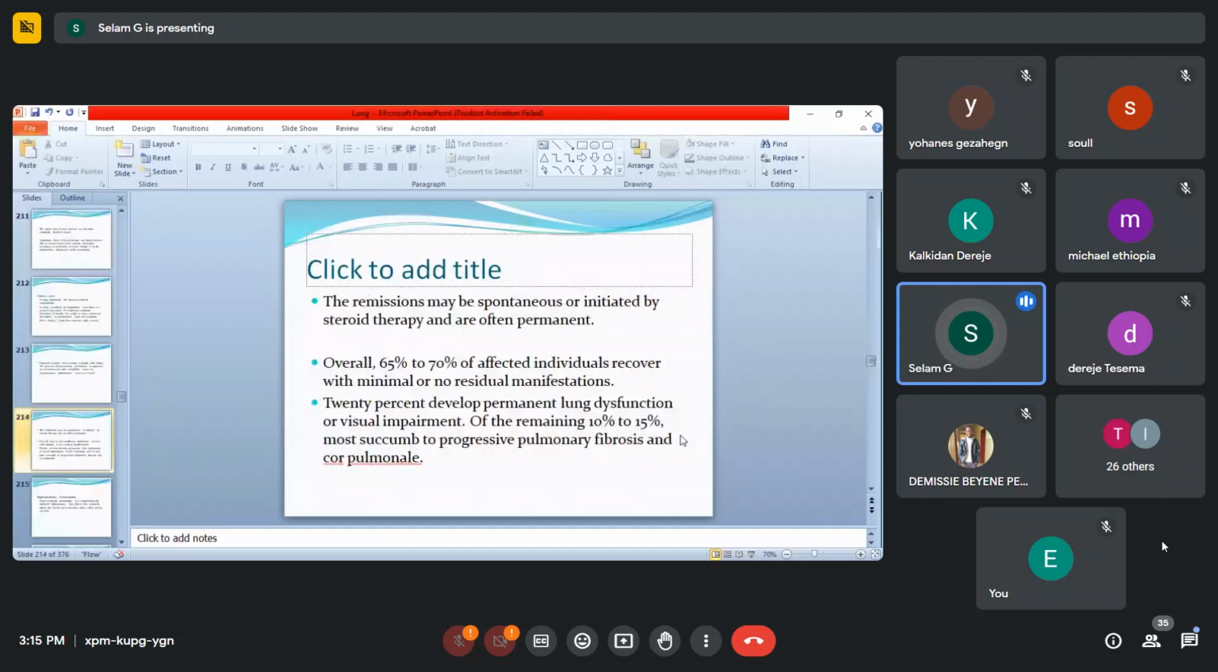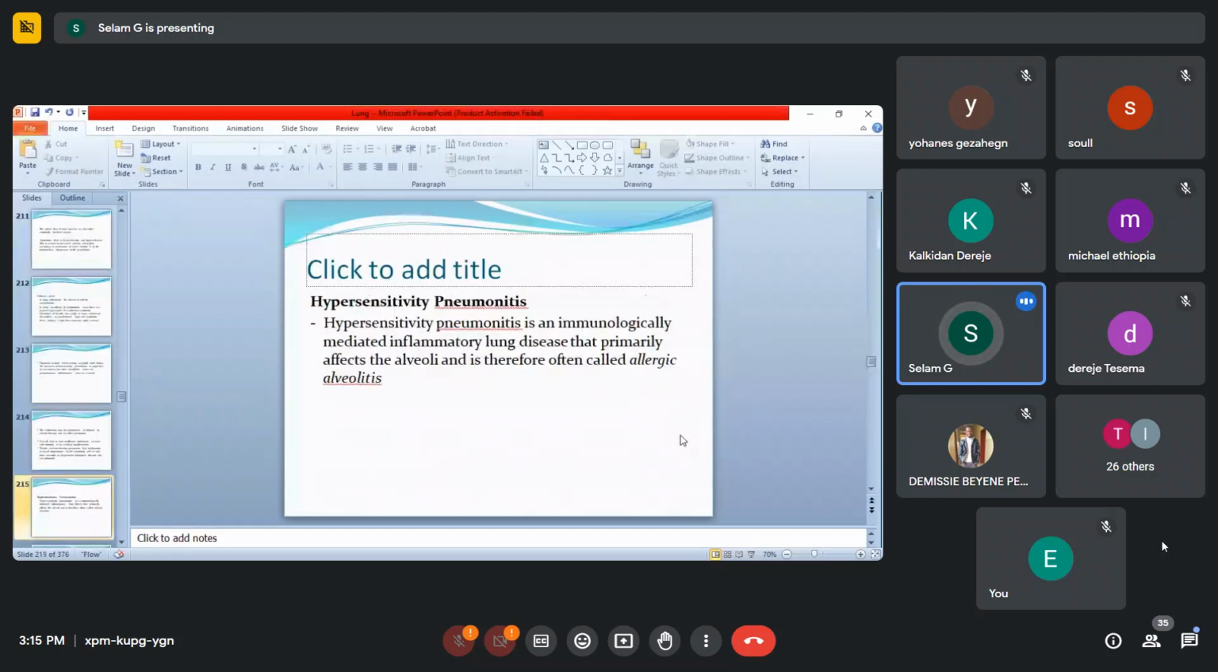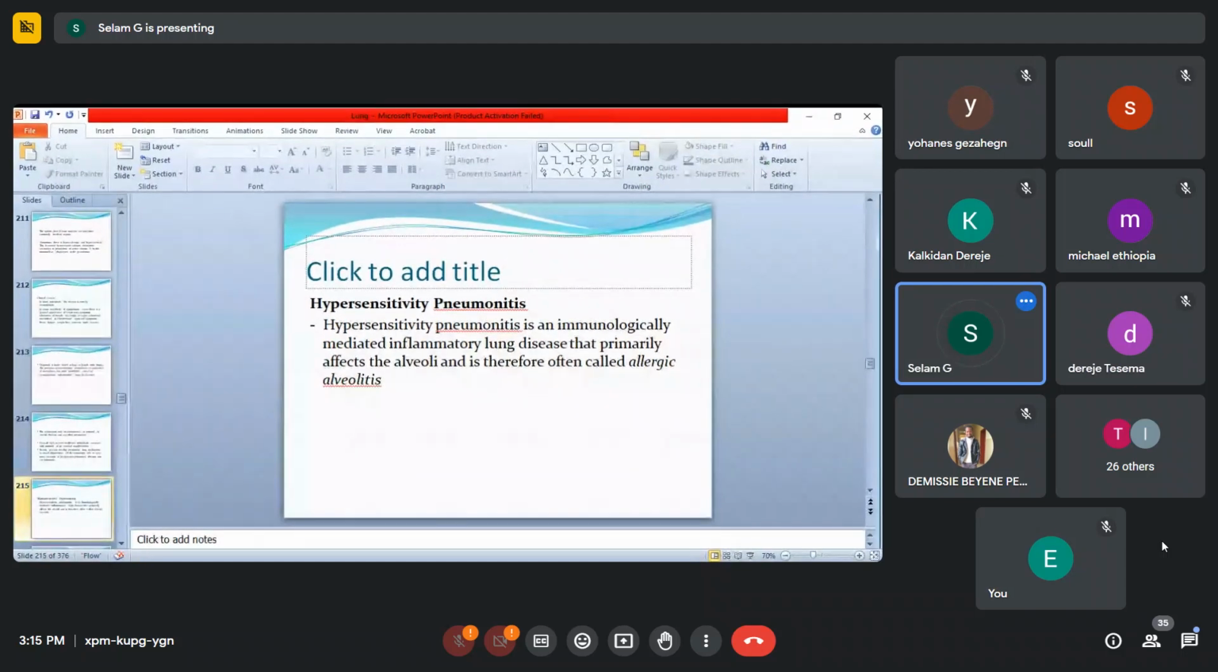Overall, up to 70% of individuals recover with minimal or no manifestations. 20% develop permanent lung dysfunction or visual impairment. Of the remaining up to 10%, most succumb to progressive pulmonary fibrosis and pulmonary heart disease. So far, we have seen the obstructive and restrictive airway diseases. Do you have any questions, comments, suggestions? Shall we continue?